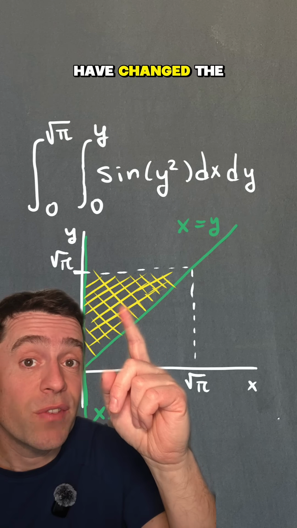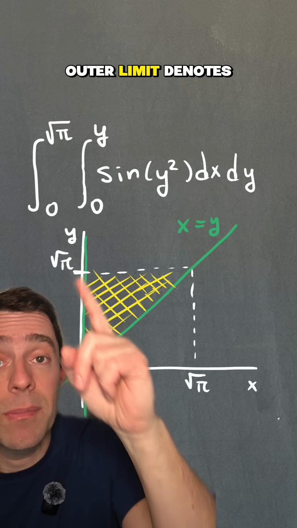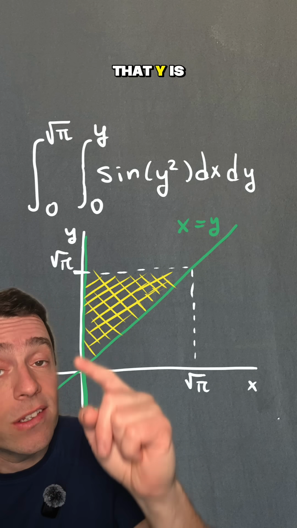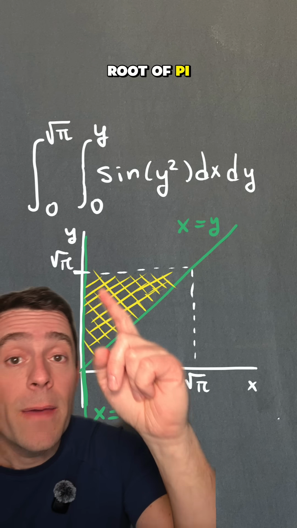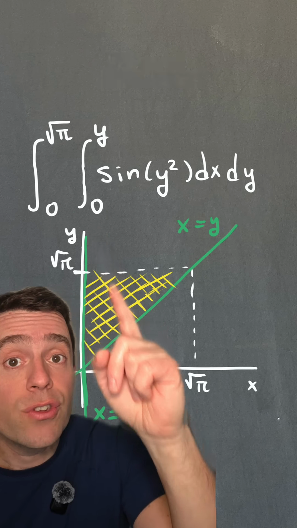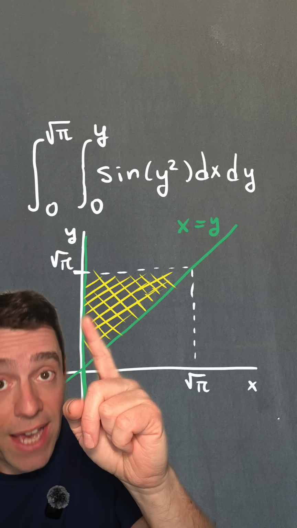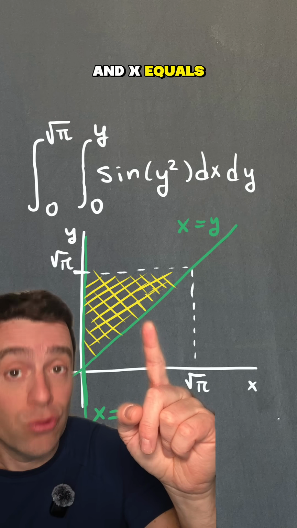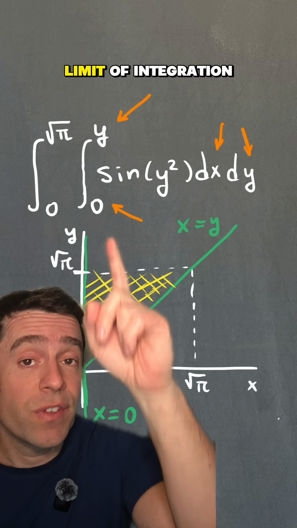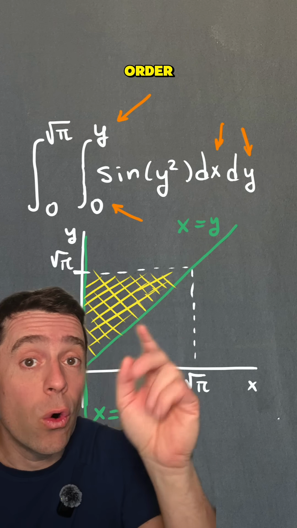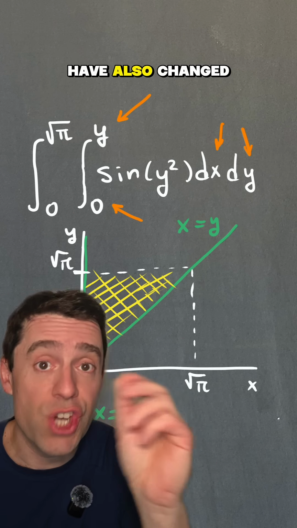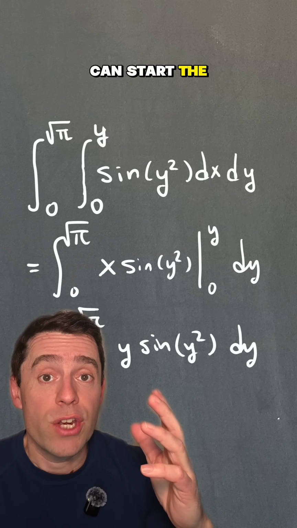Now I have changed the limits of integration so that the outer limit denotes that y is going between 0 and the square root of pi, and the inner limits of integration denote that x goes between x equals 0 and x equals y. Again, note that the limits of integration here have changed, and also the order of dx and dy have also changed. Now we can start the integration itself.